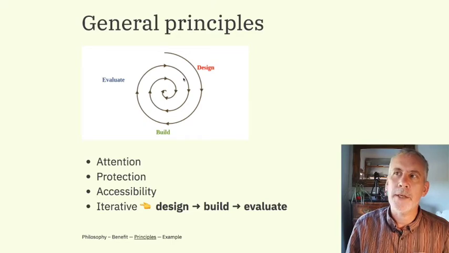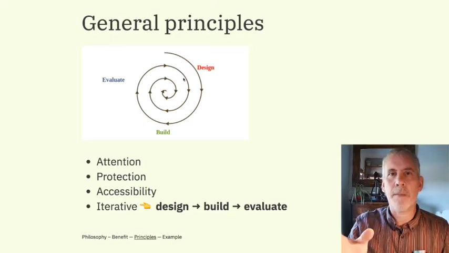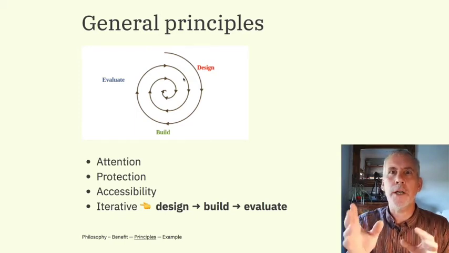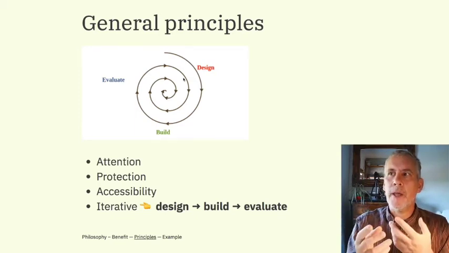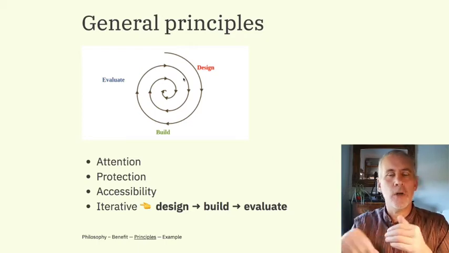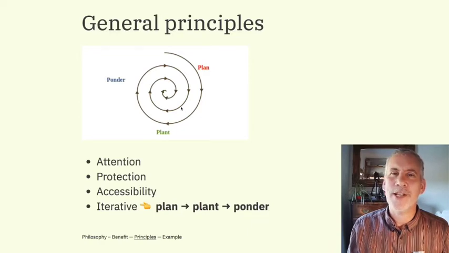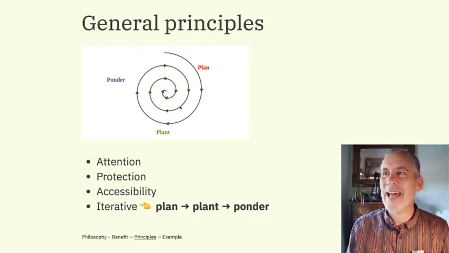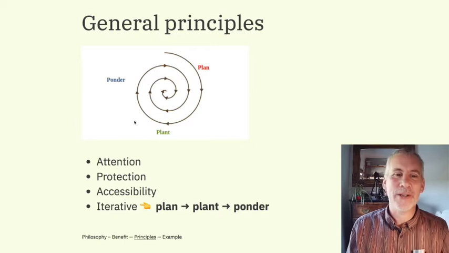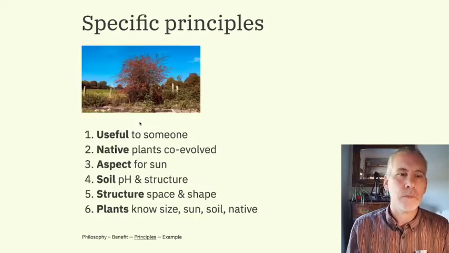So yeah, I think a spiral is actually a really, really good way of thinking about designing a forest garden. It's not just one thing that you do, you build it, you evaluate it. It's an ongoing process, and I kind of rejig that around so it becomes plan, plant, and ponder. Nice bit of alliteration there.